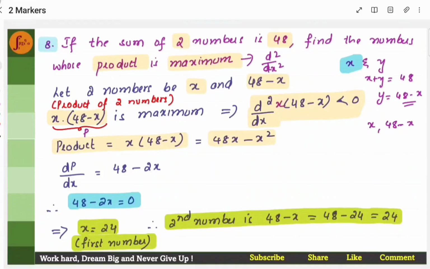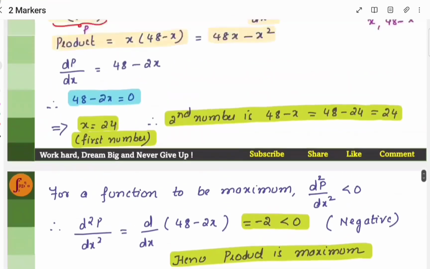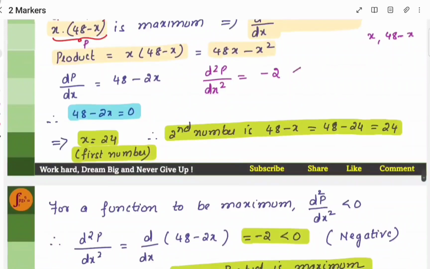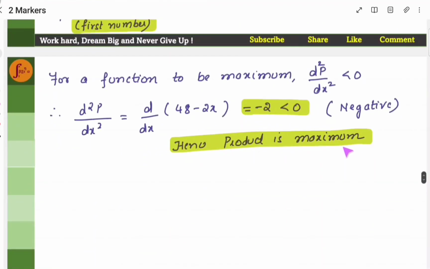We'll have to put this step, right? How do I verify if the product is maximum? I'll have to find the double derivative and see if it is less than 0. So I found the single derivative here. Now I'll find d square p by dx square. What is the double derivative of this? It's minus 2, right? So minus 2 is less than 0. It's negative. Therefore, we say the product is maximum.